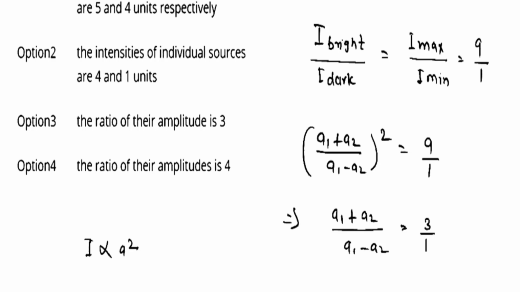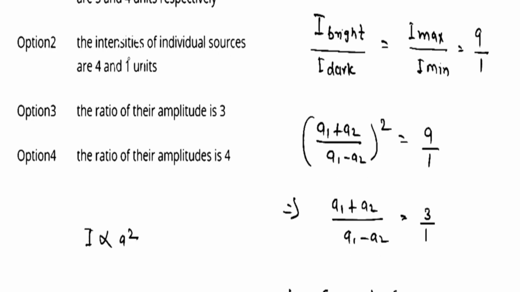Now we match this with the options. The intensity of individual sources is 4 and 1 units. So option second is the right answer.